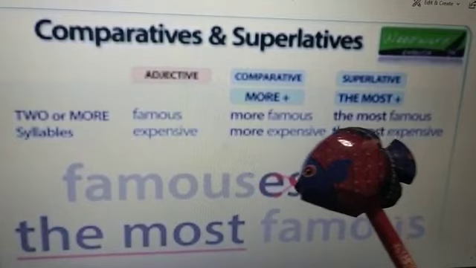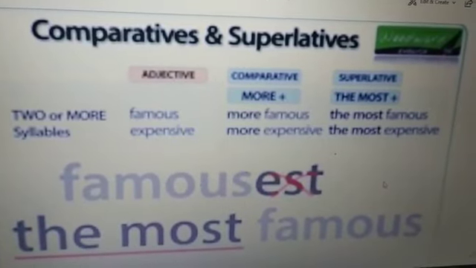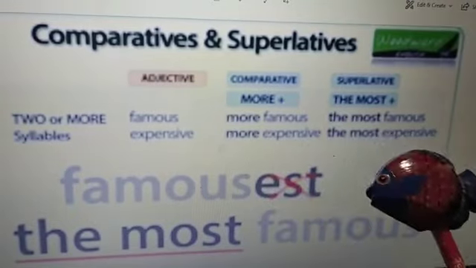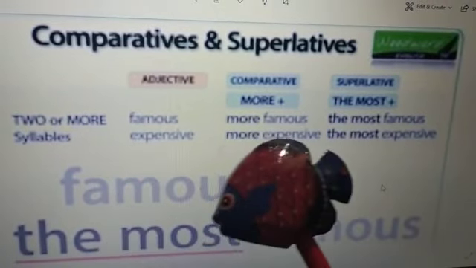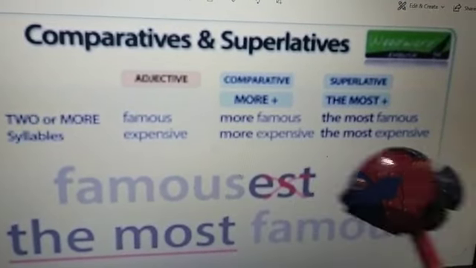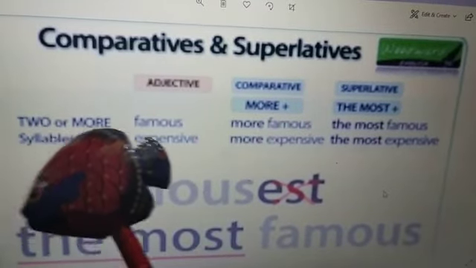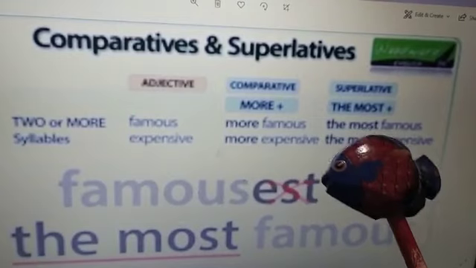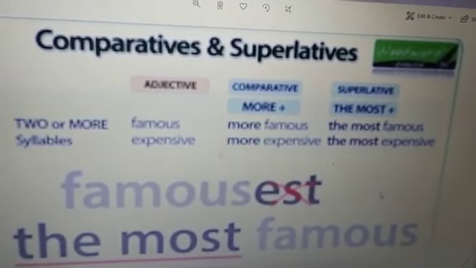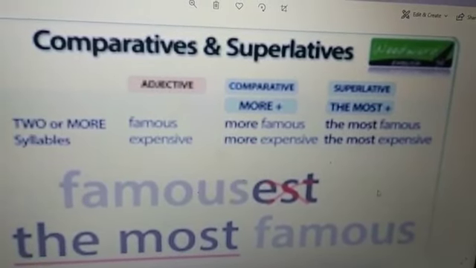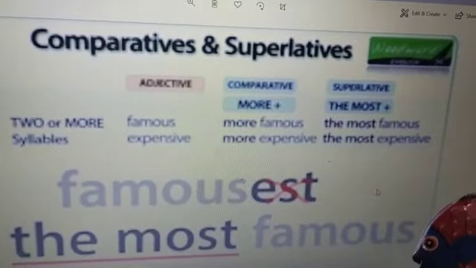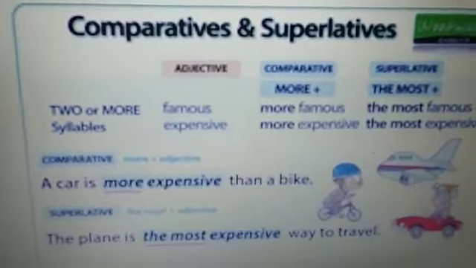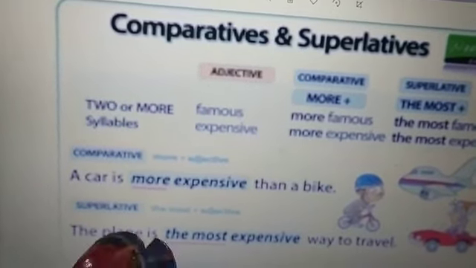Here you see: famous, more famous, the most famous; expensive, more expensive, the most expensive. Always remember, when it is two or more syllables, we have to add more for the comparative and the most for the superlative before the word. Okay, we will not add ER or EST in this type of syllable words. Here you can see some examples.